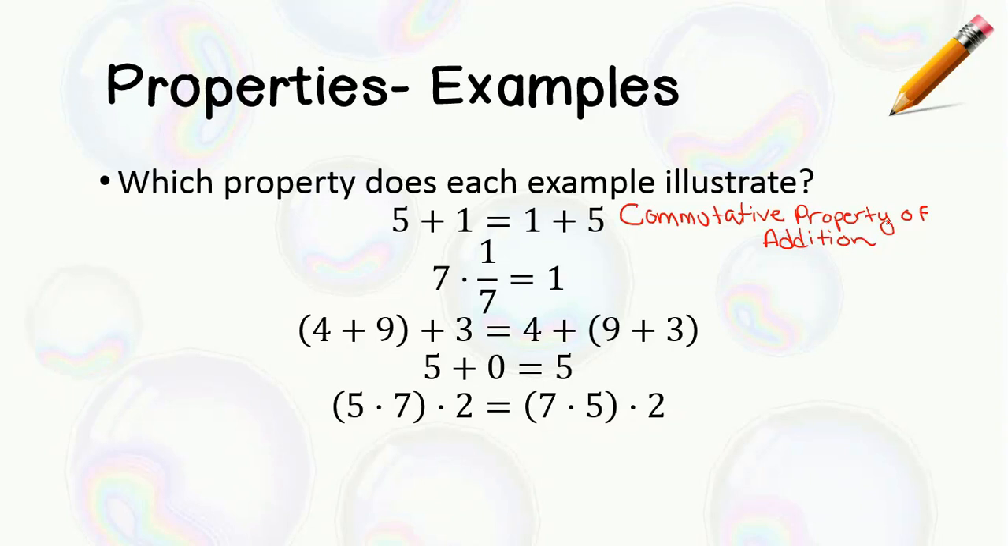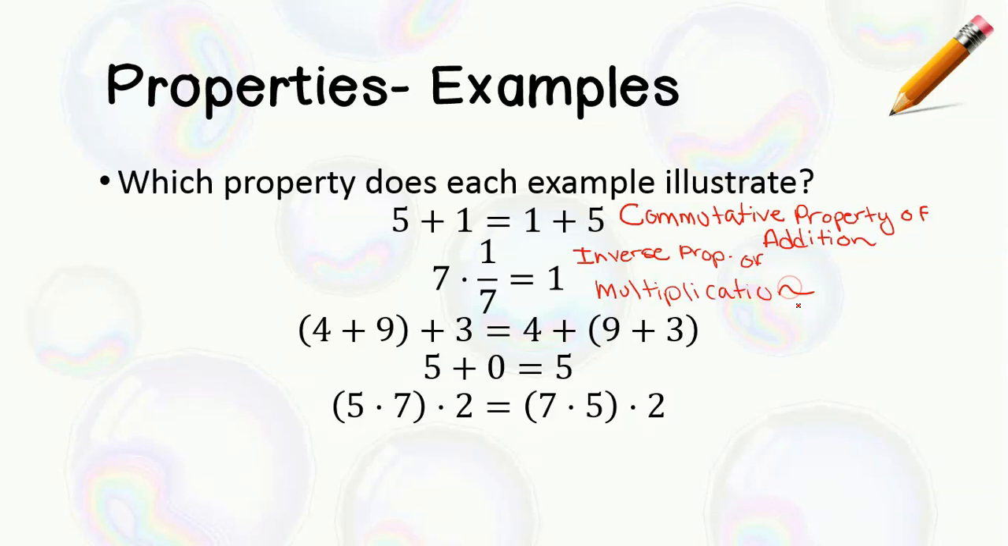And then 7 times 1/7. So which one, I get 1. So which one looks like that? If we look in our diagram here, that's the inverse property. So I'm going to write inverse property, I'm just going to put prop, you can too, of multiplication, because that's multiplication only.